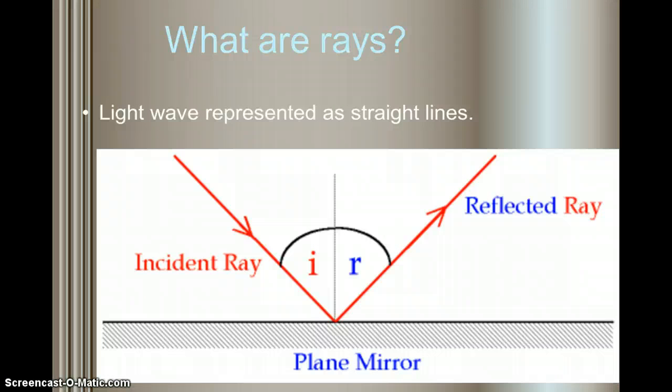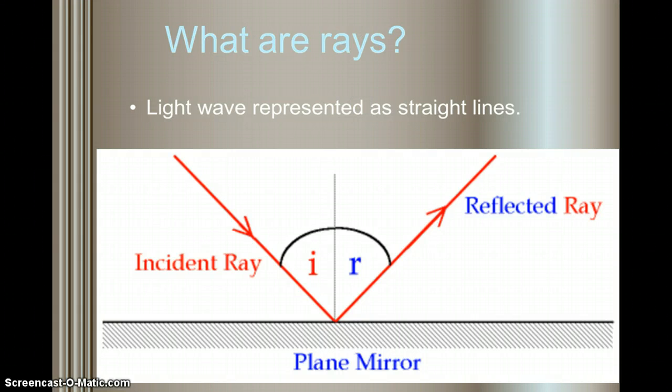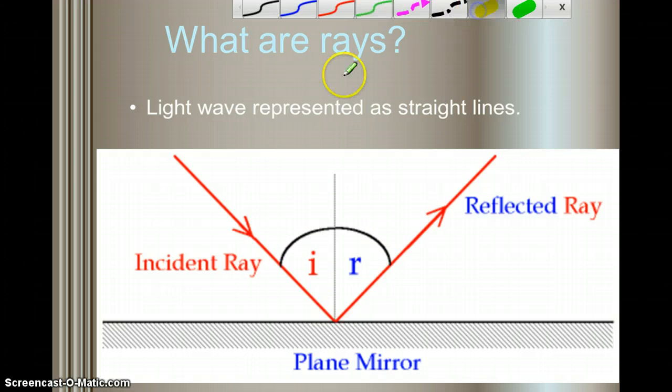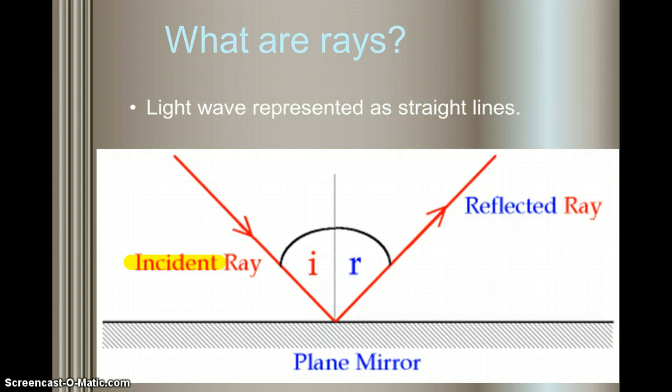Alright, so when we talk about light in this goal, we're going to talk about rays. Why talk about rays? Because it is a line that is traveling in one direction. So in this picture you see an I and an R. An I is the angle of incident. This is where the light is coming from. It is coming from a source. The source could be the sun, it could be a flashlight, or whatever is producing the light is going to be the source.